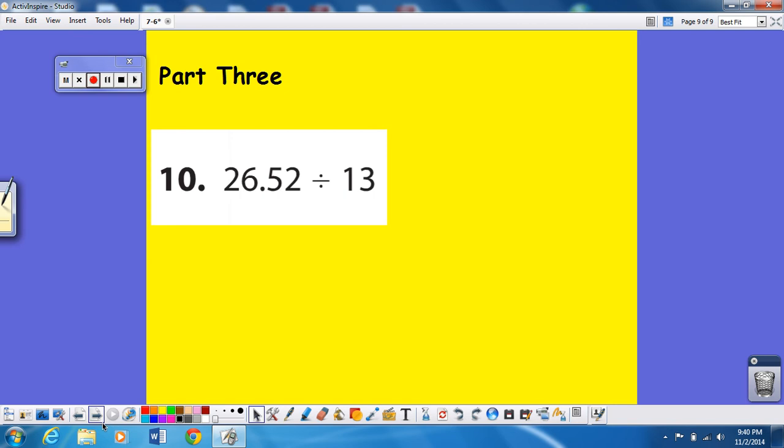And on part 3, I've got a little bit larger problem. I'd like you to work this problem on your notes page and come to class tomorrow ready to really practice this decimal division where we're dividing decimals by whole numbers.